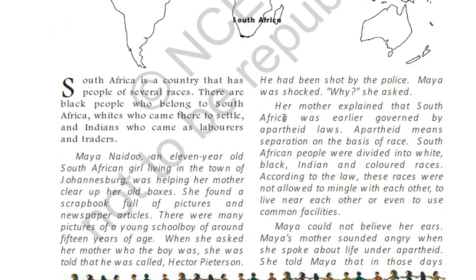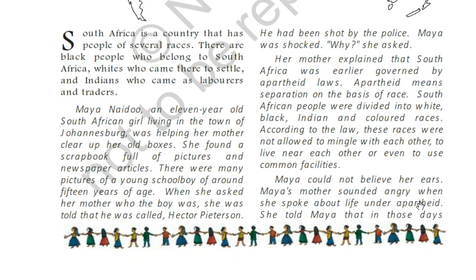Her mother explained that South Africa was earlier governed by apartheid laws. Apartheid means separation on the basis of race. South African people were divided into white, black, Indian, and colored races. According to the law, these races were not allowed to mingle with each other, to live near each other, or even to use common facilities. Maya could not believe her ears.